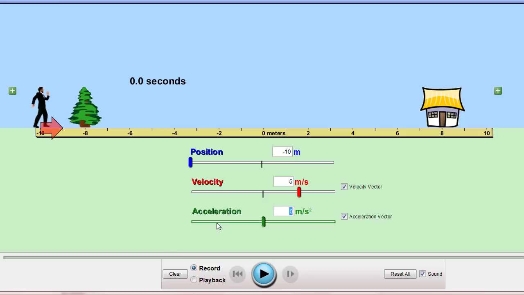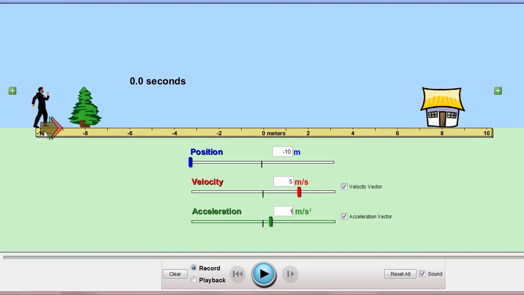I'm going to give him a 1 meter per second squared acceleration. And this 1 meter per second squared acceleration is going to be positive. And keep in mind what 1 meter per second squared means. Remember, that's a condensed unit. We could talk about 1 meter per second per second instead. So that means the velocity should change by 1 meter per second for every second the man is traveling.